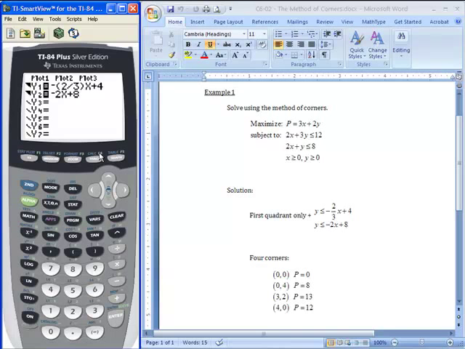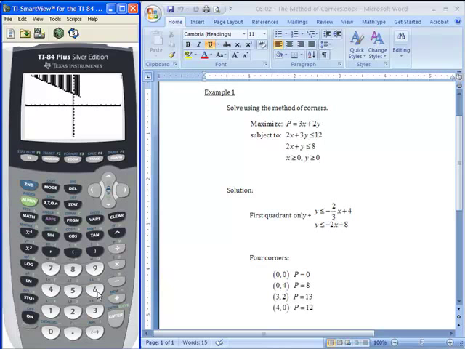Now, something else I know, well, actually, let's try this first. I'm going to press zoom, and I'm going to do a standard zoom. This isn't correct because we're not interested in the second, third, or fourth quadrants. But I'm going to do this first just to get a rough picture of what goes on. And then I can go back in and adjust the window to force myself into the first quadrant only.